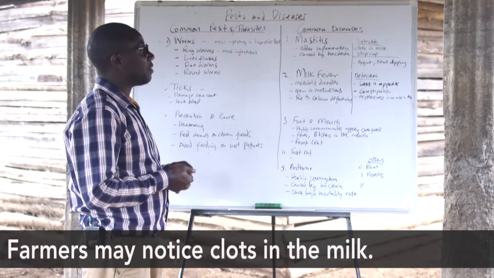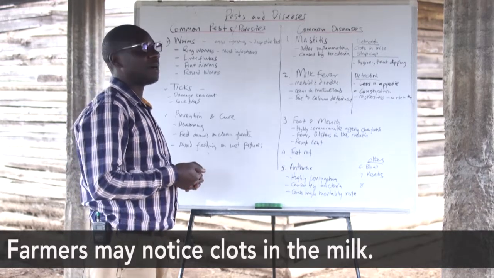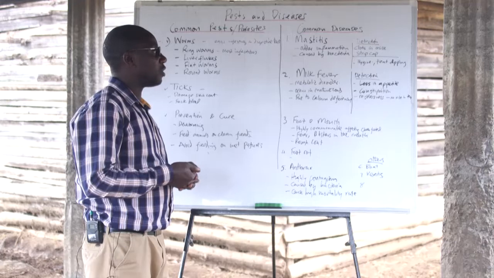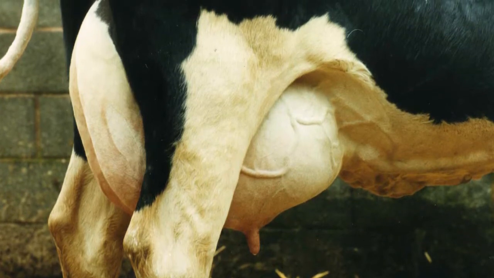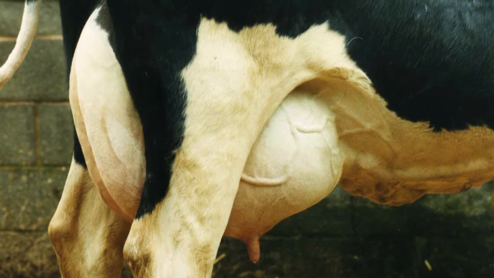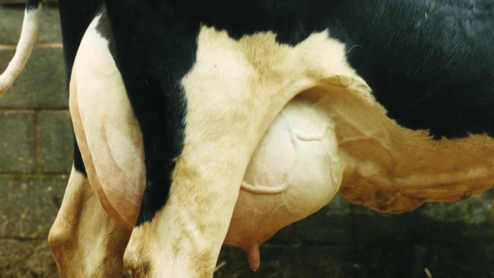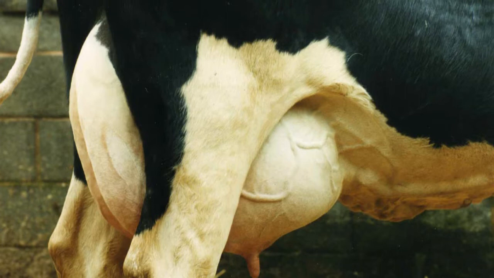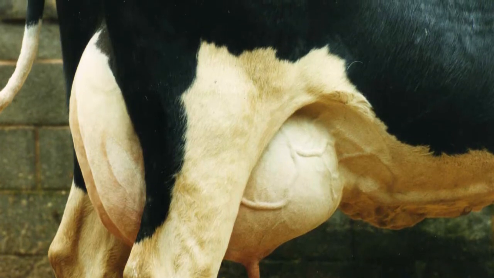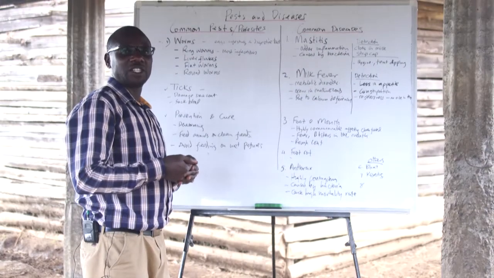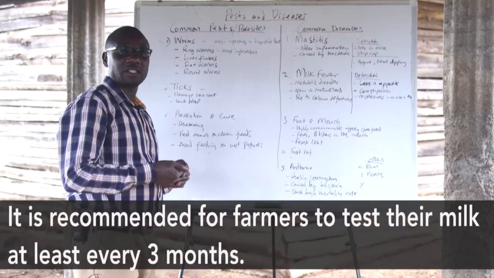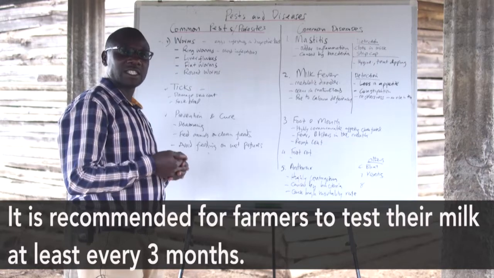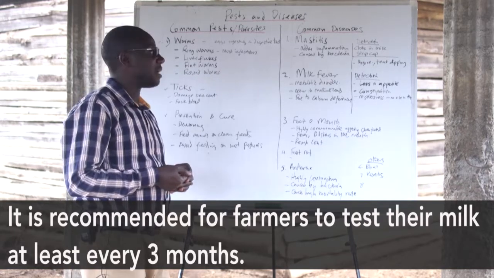This can be detected through the clots of milk that the farmer will notice, and it's always advisable that the farmer test the cow to see whether it is free from this mastitis infection through the use of a strip cup. Quite often the farmer needs to check whether their cows are infected by checking the udder, and also testing the milk to see whether it is free from bacteria at least within every 3 months.